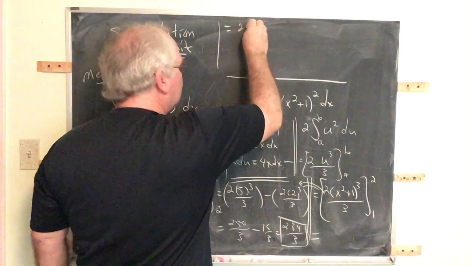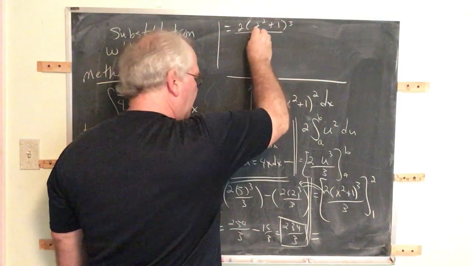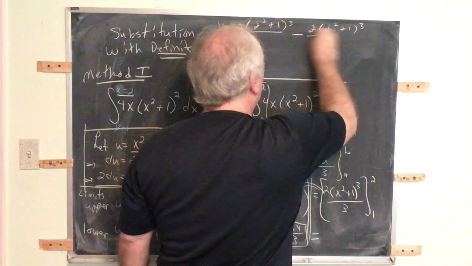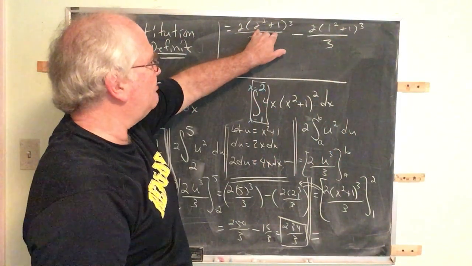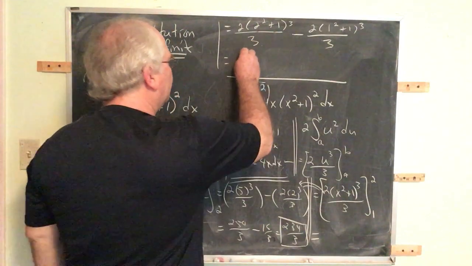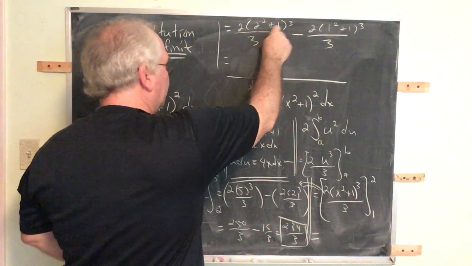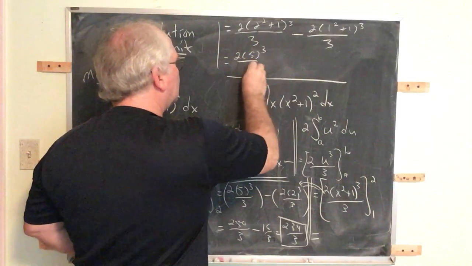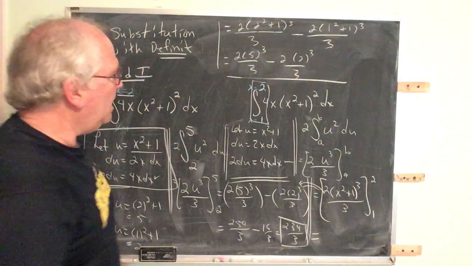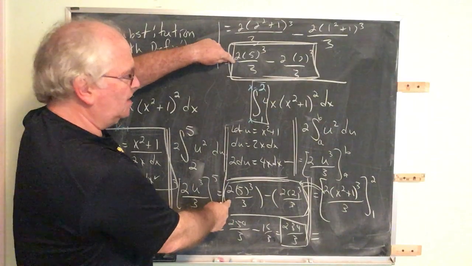So I take 2 times 2 to the second plus 1 to the third power over 3, minus, evaluate the lower limit, 2 times 1 to the second plus 1 to the third over 3. And notice what happens. 2 to the second plus 1 is 5. 5 to the third power is 125. 2 times 125 is 250. Where did that come from? 2 to the second plus 1 is 5. 1 to the second plus 1 is 2. And notice, we are at precisely this location.